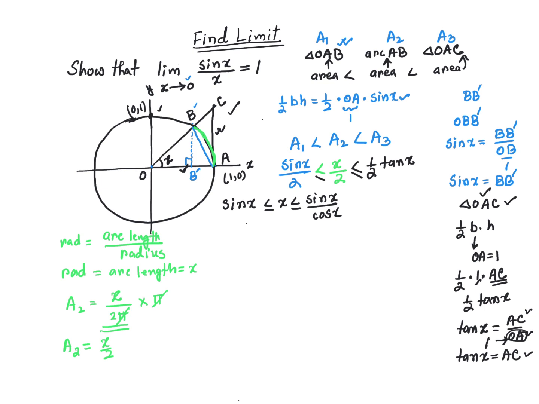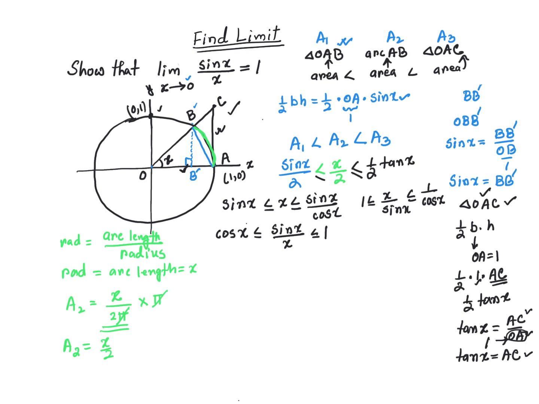That would give me, by the way, 1 is less than or equal to x over sine of x less than or equal to 1 over cosine of x. Which, if I flip, that means I take the reciprocal, okay? I'm going to get the following. Cosine of x is less than or equal to sine of x over x is less than or equal to 1.